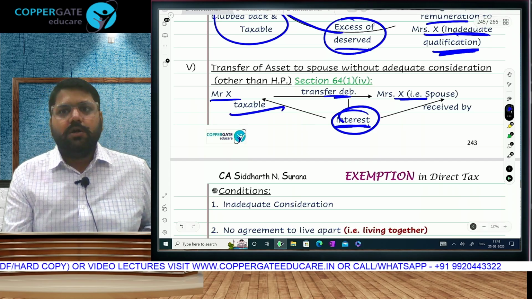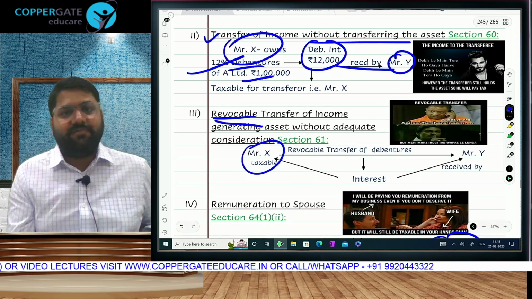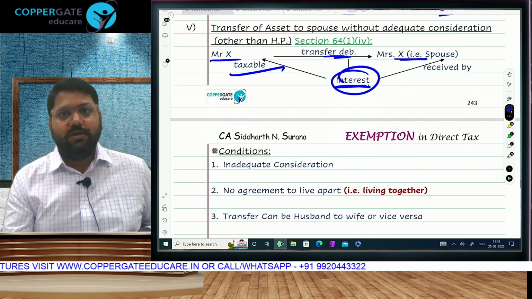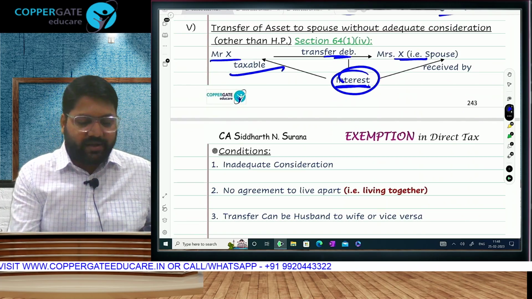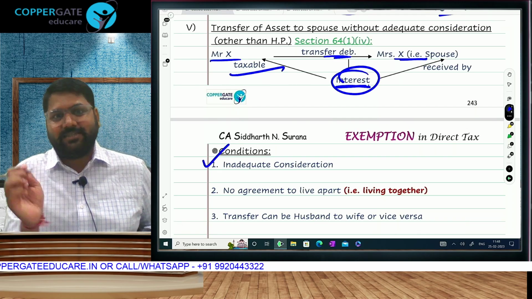Transfer of asset to spouse, even if it is irrevocable. Dekho, in revocable transfers, if you transfer to anyone, clubbing will apply. But in irrevocable transfers, people can give to their spouse, so it will stay in their own house. So clubbing will apply subject to the following conditions. Condition 1, there was inadequate consideration. Because with adequate consideration, there is no clubbing.